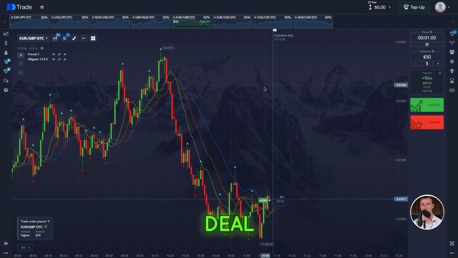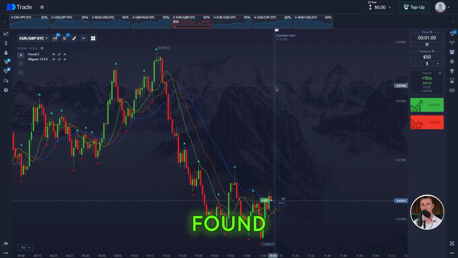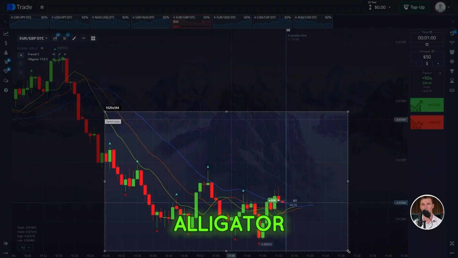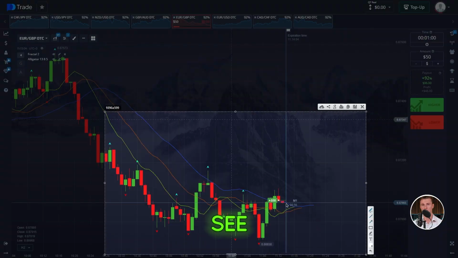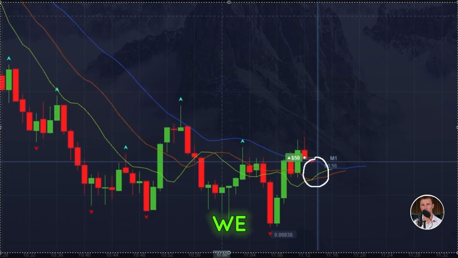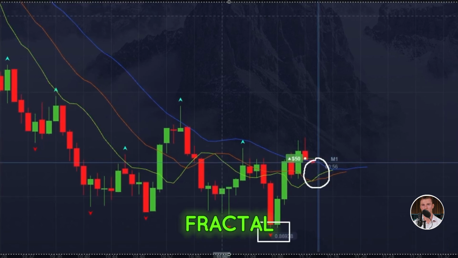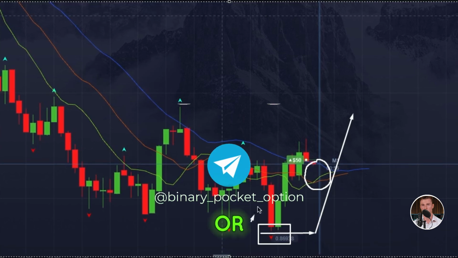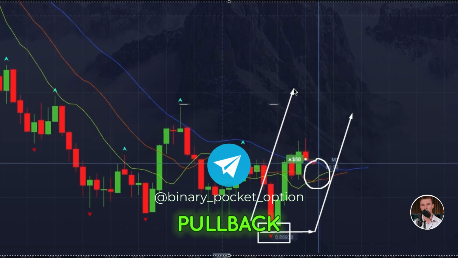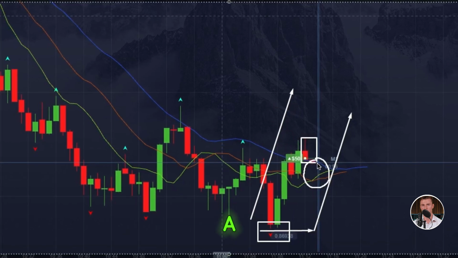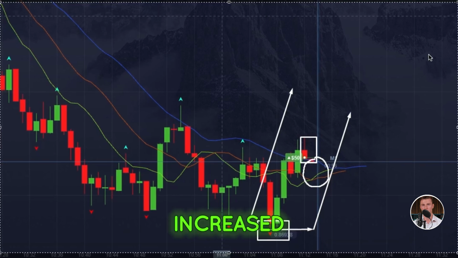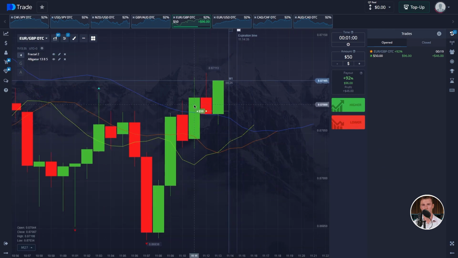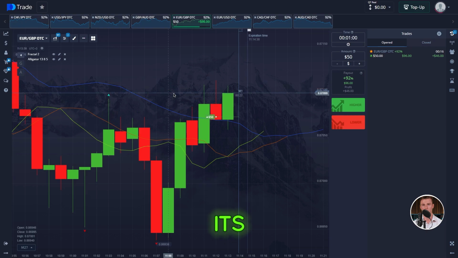Here we will open the deal to increase. We immediately found a good entry into the deal at the intersection of our moving averages from the Alligator. In this area, we see that we have an intersection. We have a local minimum on the fractal, and in theory, the price dynamics can change its direction or give the strongest price pullback. Therefore, in this case, after such a pullback pattern, we open an increased deal with you. We have about 20 seconds left before the transaction is completed. Let's observe its result.